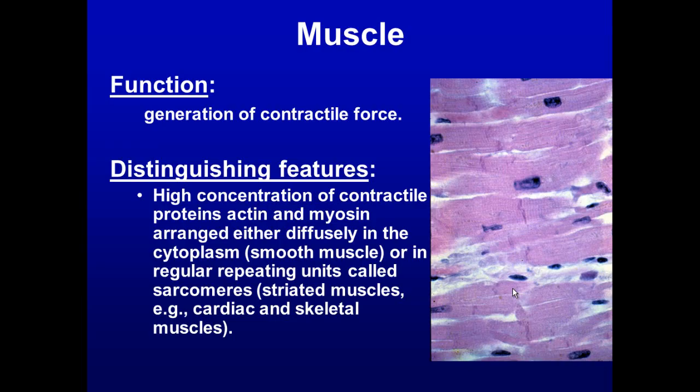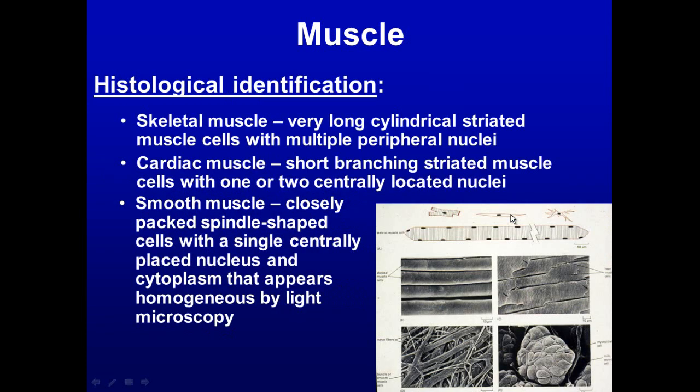That's muscle in the neck that moves the head. Muscle function is to generate contractile force, and that's what you see, a high concentration of contractile proteins, actin and myosin. Sometimes they are arranged diffusely, like in smooth muscle, or in sarcomeres, where you see these lines in between. These are sarcomeres that we see. These lines here are intercalated discs, where the cells are attached to one another in cardiac muscle.